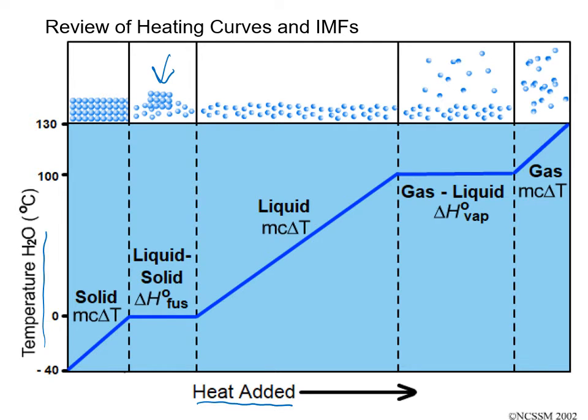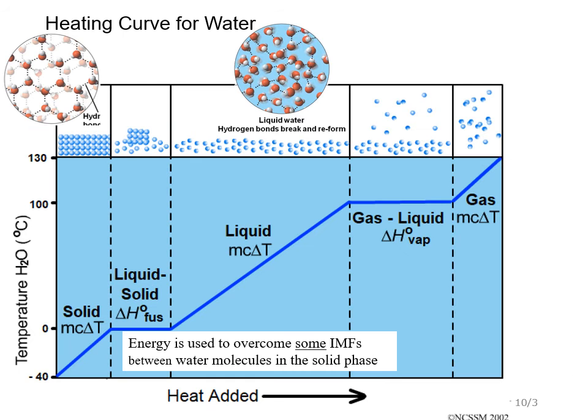In the area here, the heat is going into making the particles move faster and faster, so we're staying in the liquid phase. Then we have delta H of vaporization, where again energy is going into overcoming intermolecular forces. And finally we have the gas phase. So let's look in a little more detail.